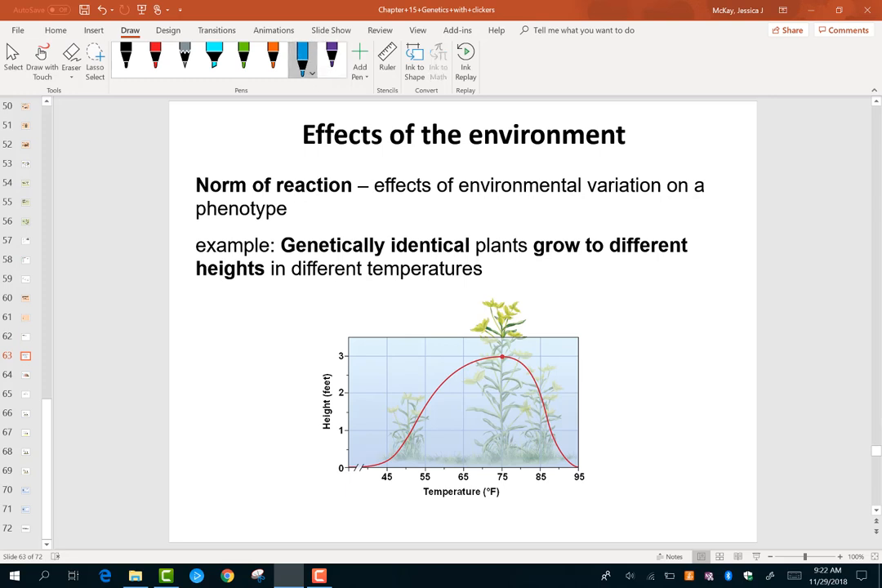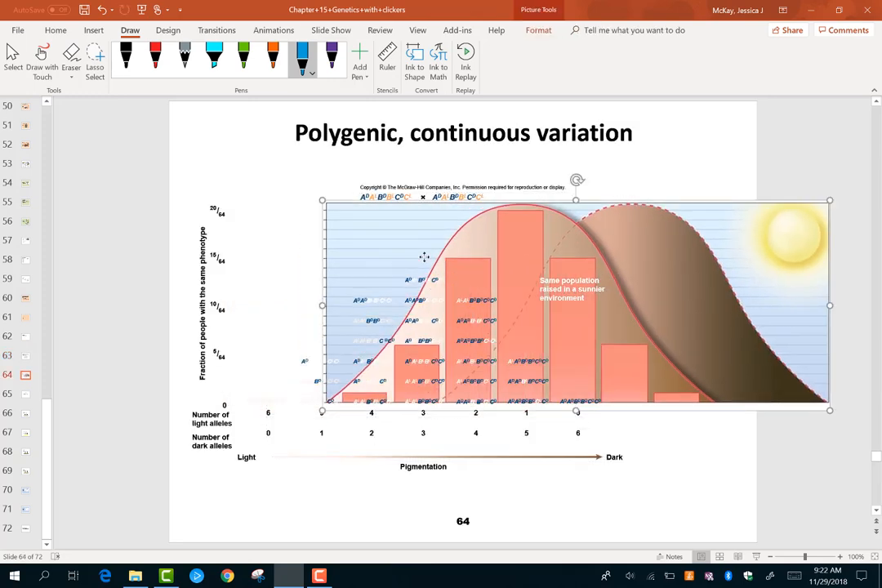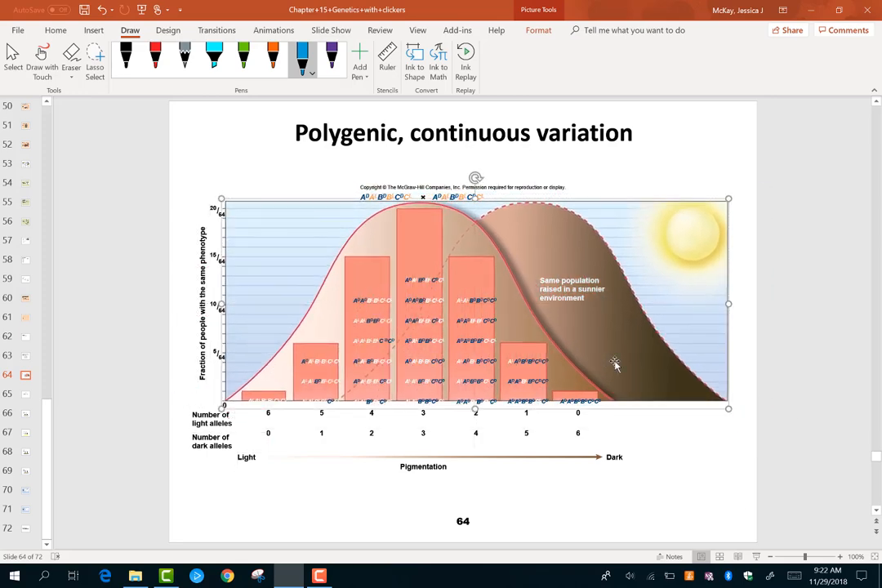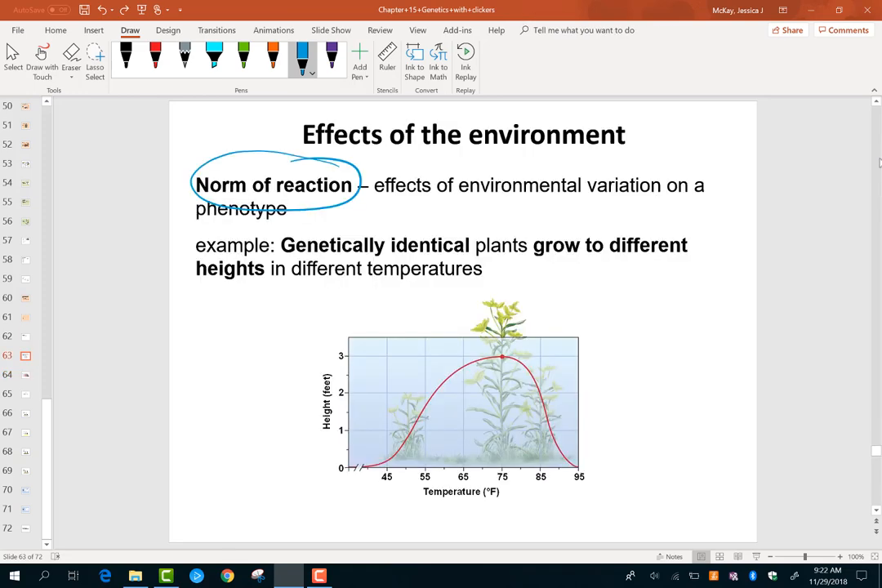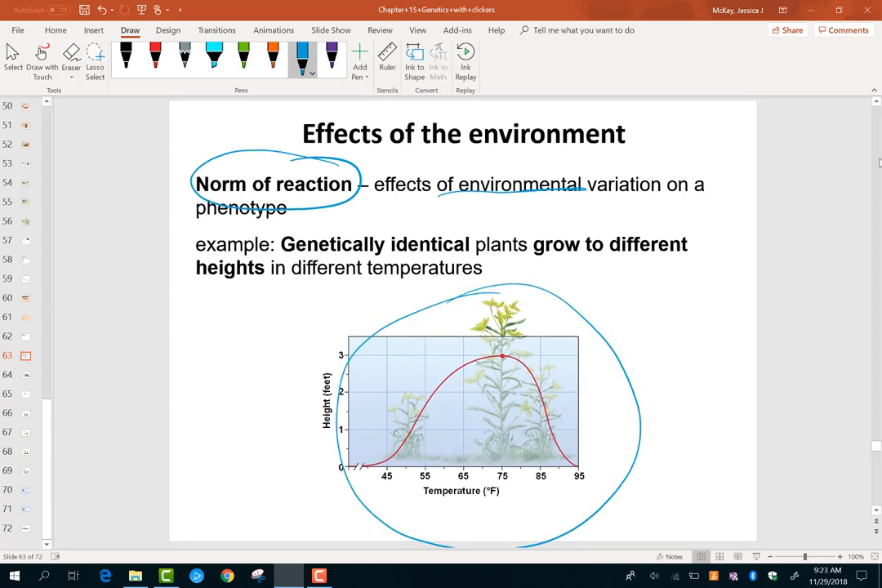Okay, I want you to understand this term, norm of reaction. Norm of reaction is stating that the environment can affect phenotype. And I think the most clear example is when you have genetically identical plants, but they can grow to different heights due to the temperature, right? So this is an example of how the environment can affect the expression of the phenotype. So these plants are all the same, right? They come from same parents, the seeds are all genetically identical, but their final phenotype is different due to the environment. And that's an example of norm of reaction.